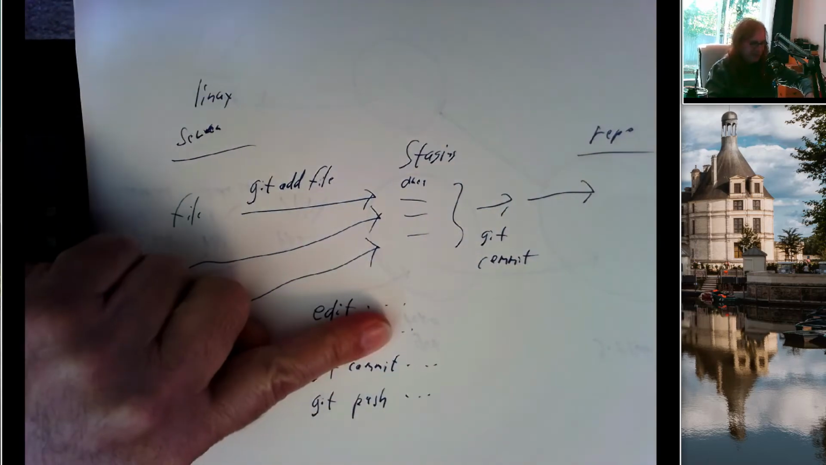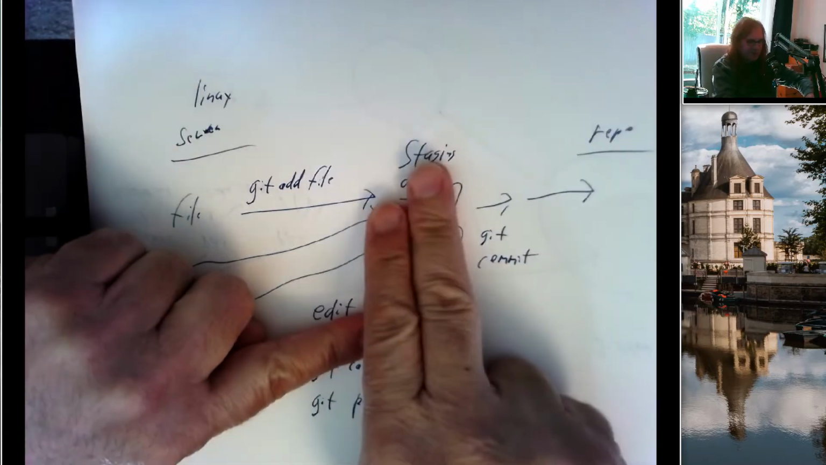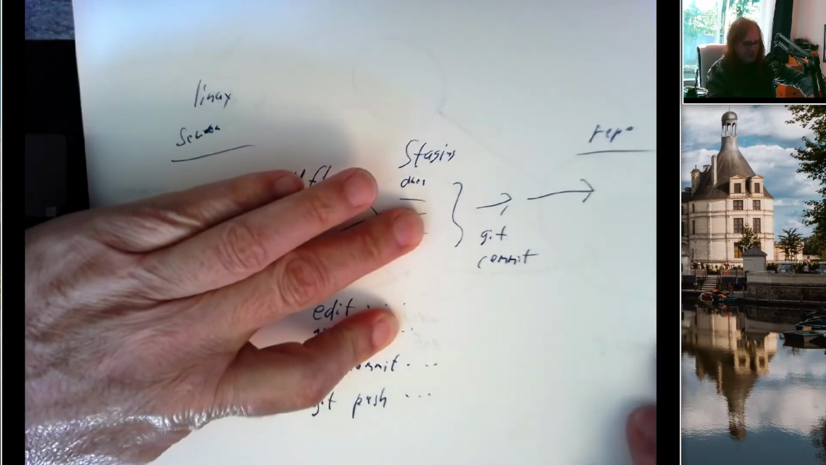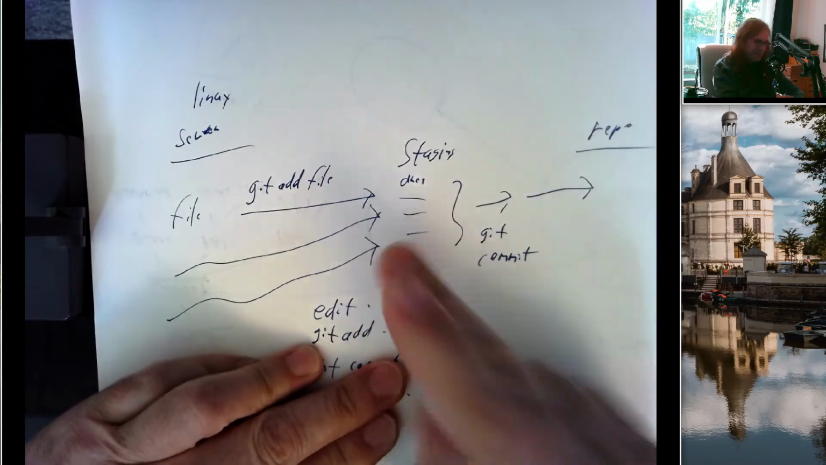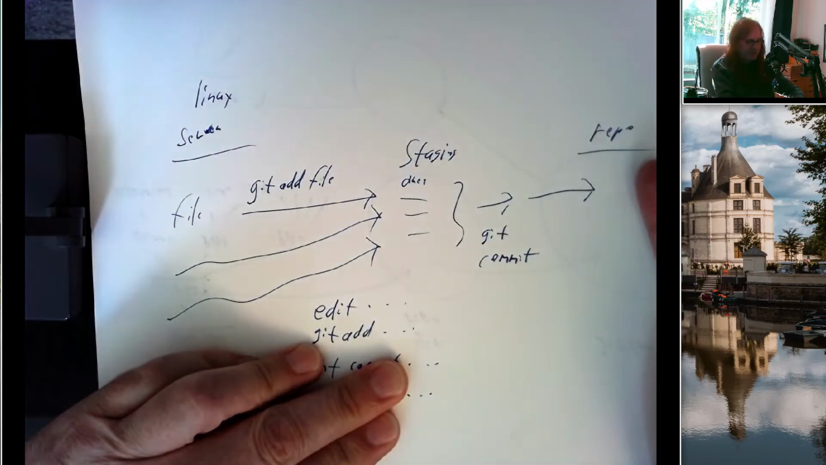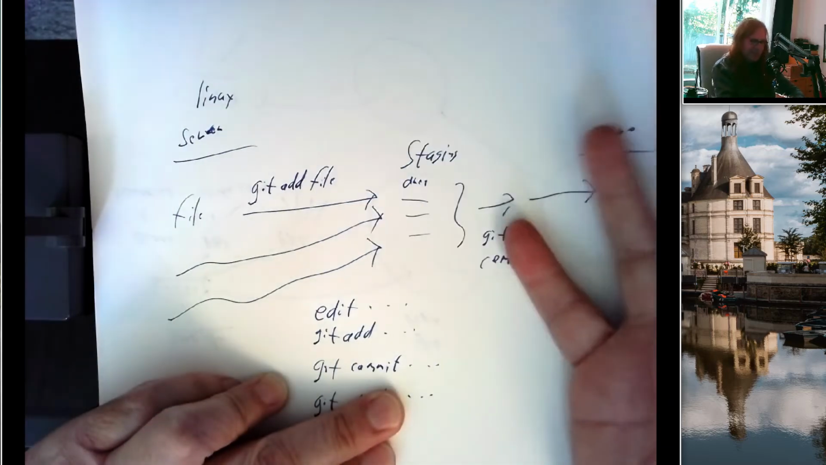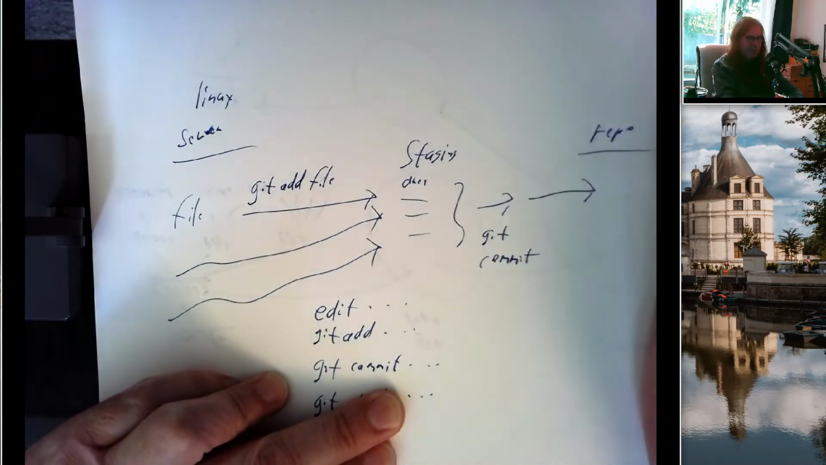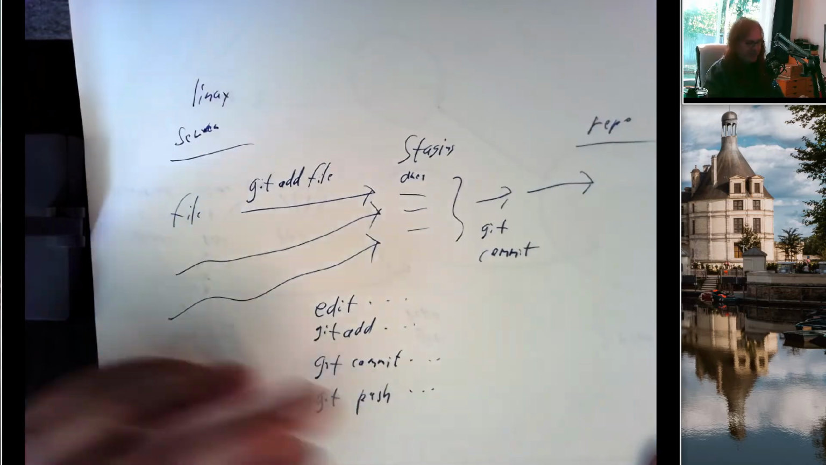If I don't say git add, if I just say git commit, well, there's nothing in the staging area. Commit has nothing to commit. If I just say git add, I push them into the staging area, but without git commit, they never end up in the repo. And if I just say git add, git commit, but I don't push, they don't go beyond my repo. They don't end up in GitLab.